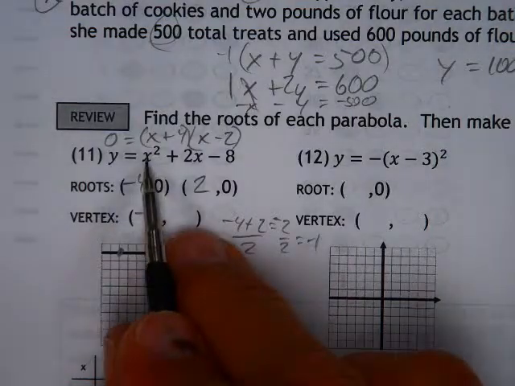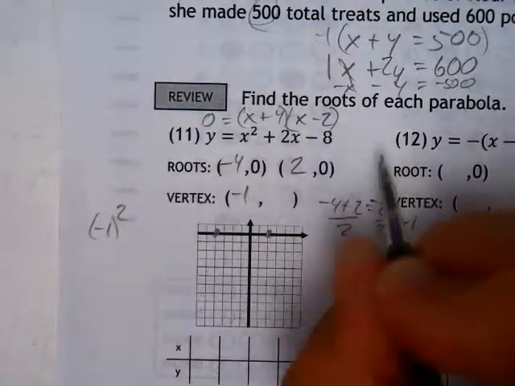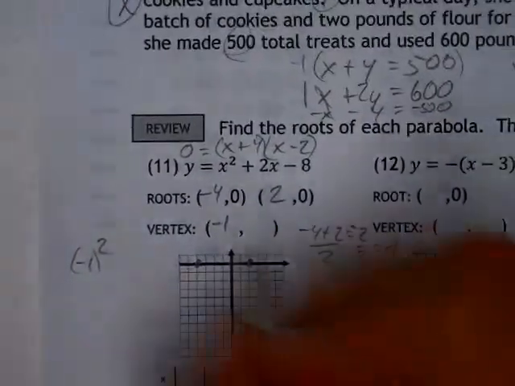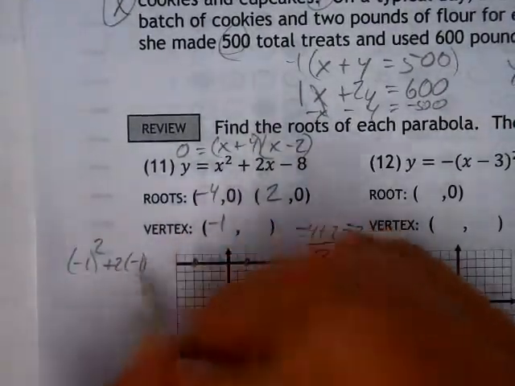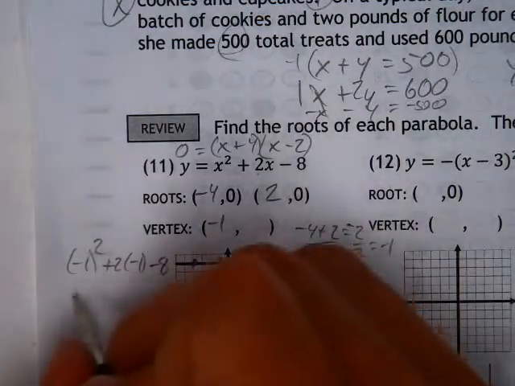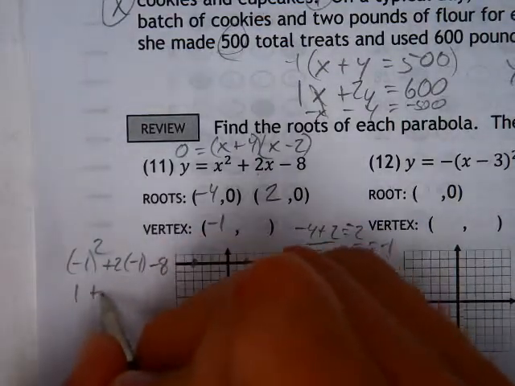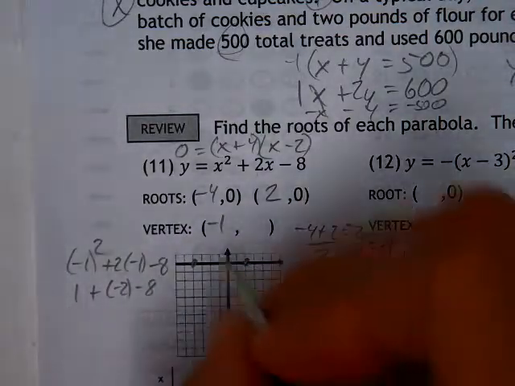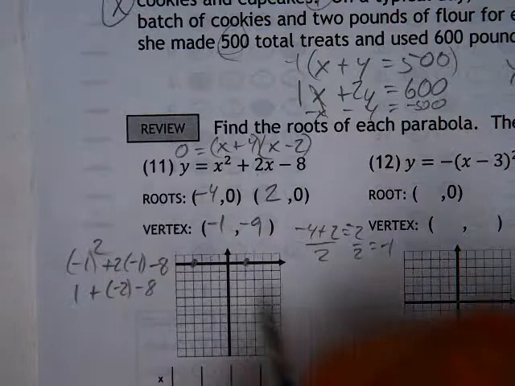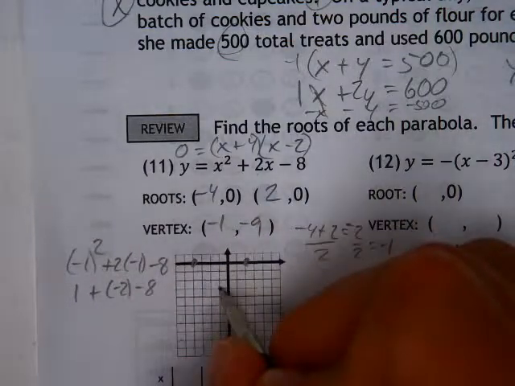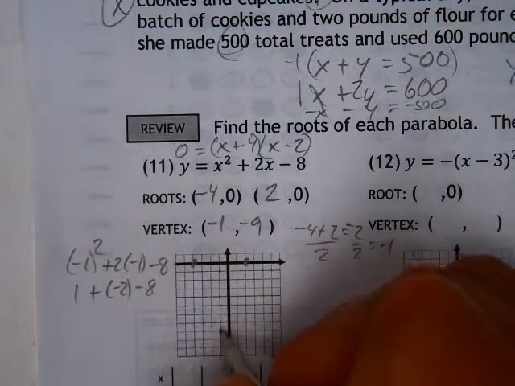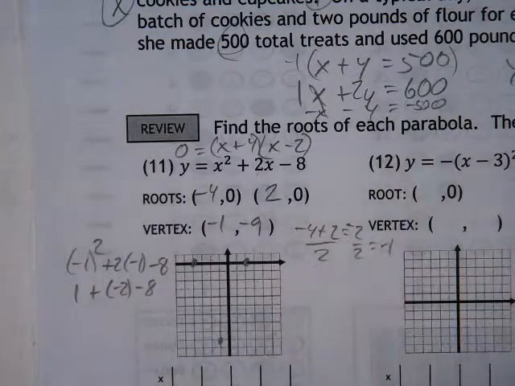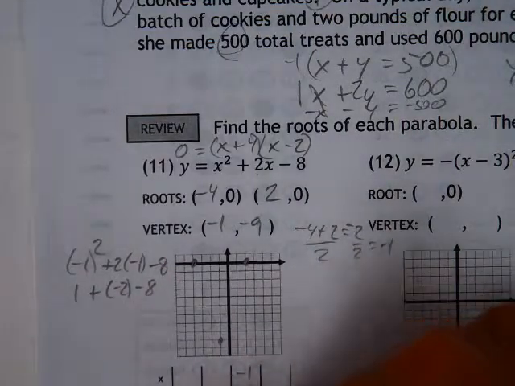So I plug in -1. I square it, -1 squared, plus 2 times -1, and then minus 8. It's going to give me 1 plus -2 minus 8. That's -10 plus 1, which is -9. So back 1 and down, 1, 2, 3, 4, 5, 6, 7, 8, 9. There is my vertex. So the vertex is at -1, -9.